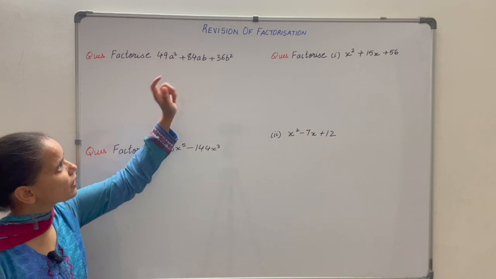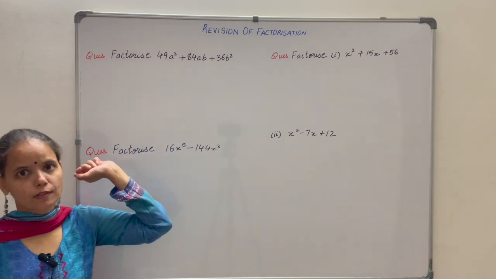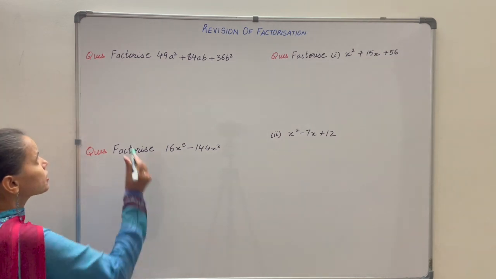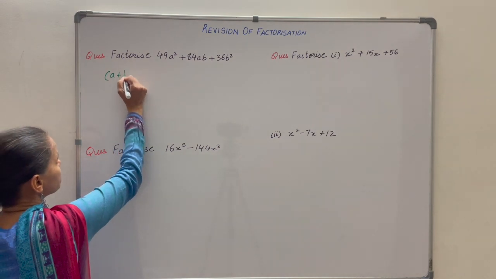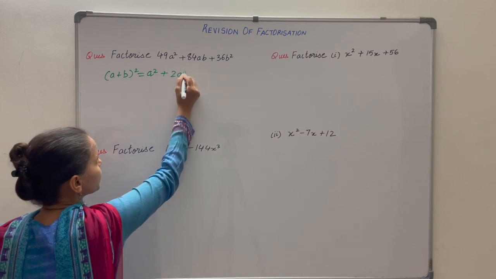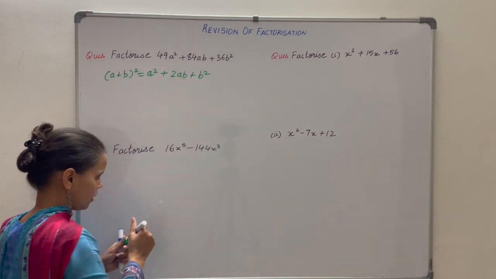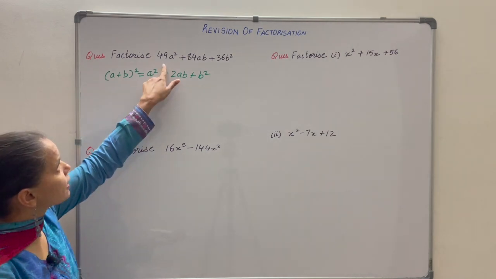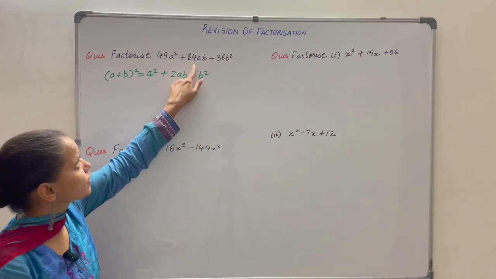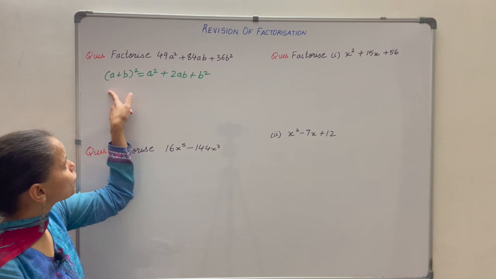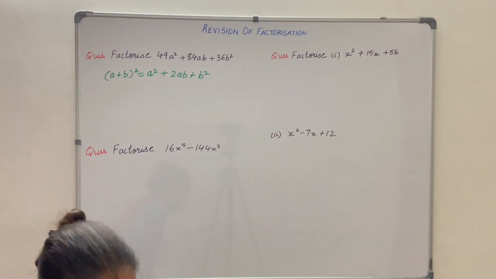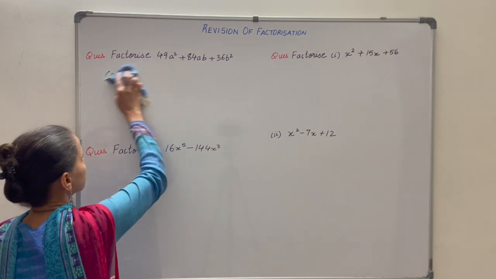This is a perfect square, this is a perfect square, and there are three terms here. So it matches with the a plus b whole square identity. What is your a plus b whole square identity? a plus b whole square is equal to a square plus 2ab plus b square. You can clearly see this is 7a whole square, this is 6b whole square, and this is twice of 7a into 6b. So let us use this identity here and factorize it.